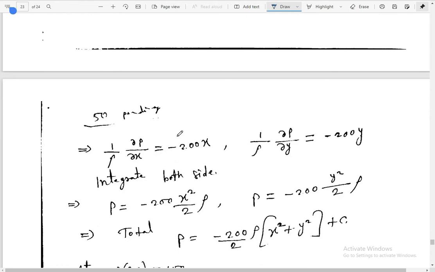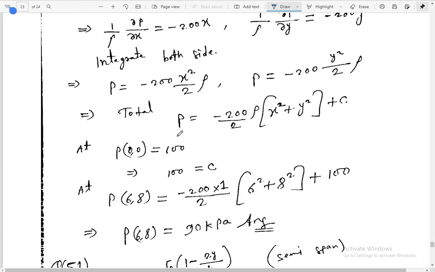Okay. Once we equate this one and this one, we have minus 200x and 200y. Integrate again both sides. From this equation, we will get p value for x, p value for y. Then total, we just add these two. We will get p equal to minus 200 by 2 rho (x square plus y square) plus constant c.